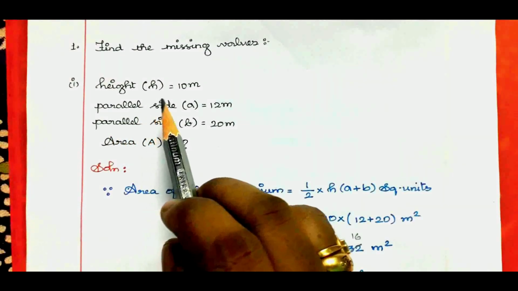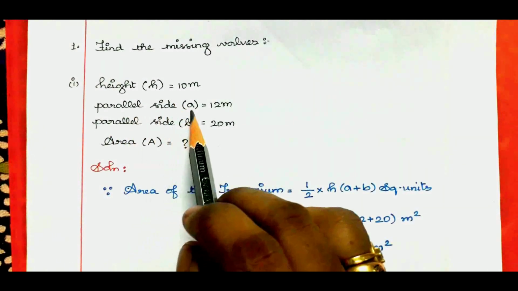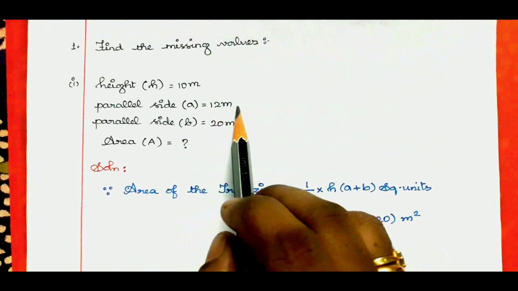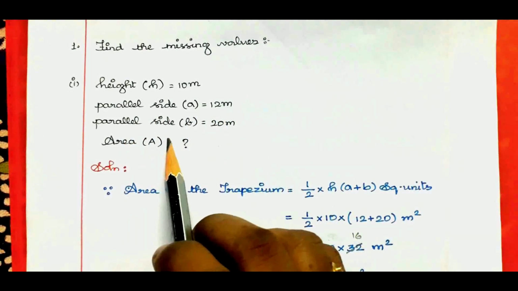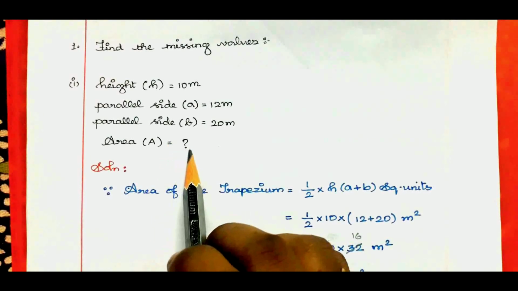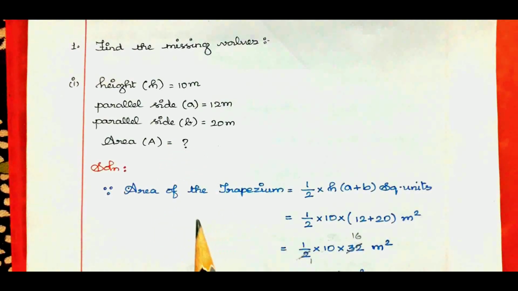First, height h is equal to 10 meters. One of the parallel sides is a, 12 meters, and the other parallel side is b, 20 meters. Now they are asking us to find the area, because here the area is unknown. As per the formula, the area of a trapezium is equal to half into h into a plus b square units. Clear?